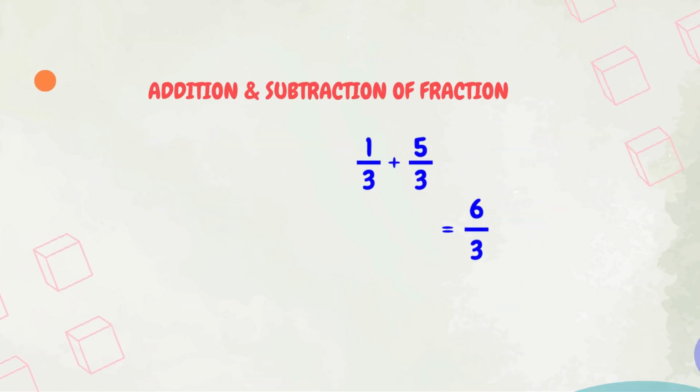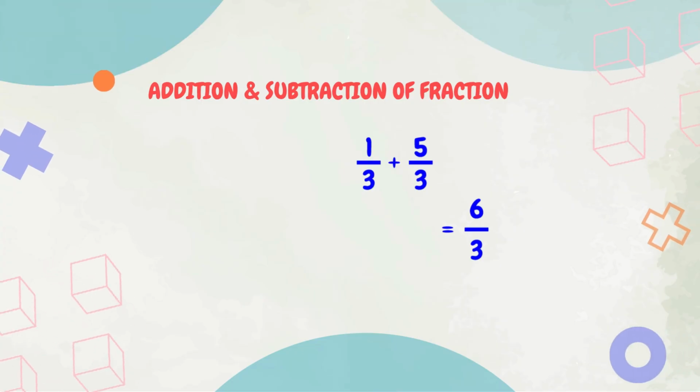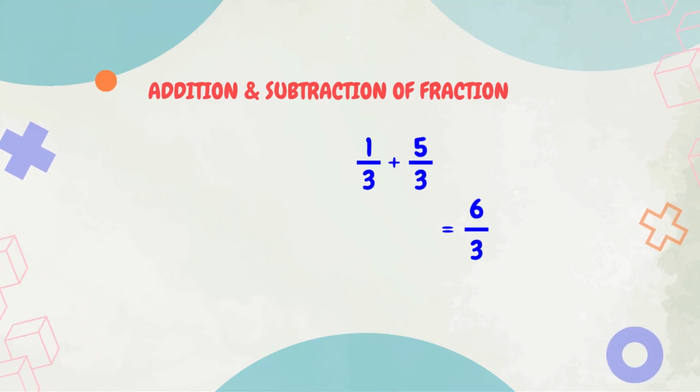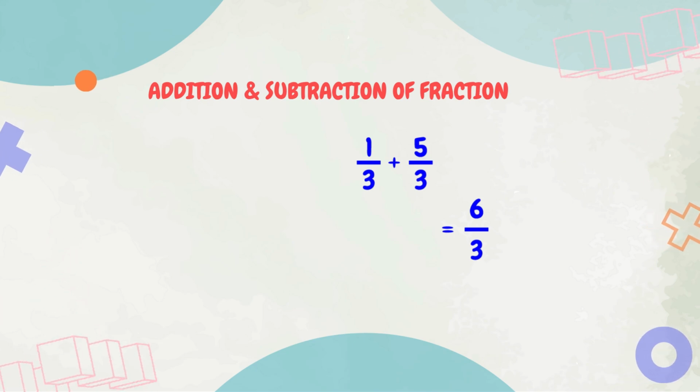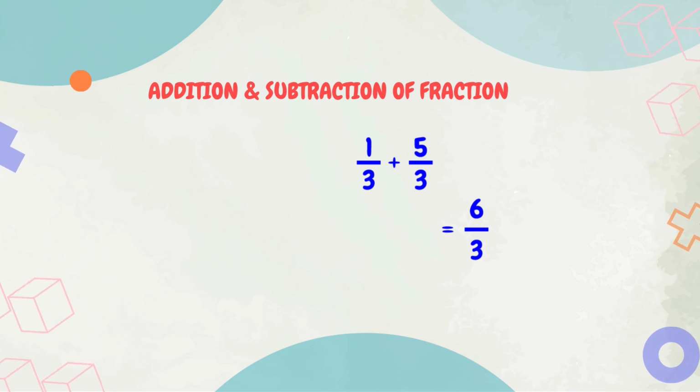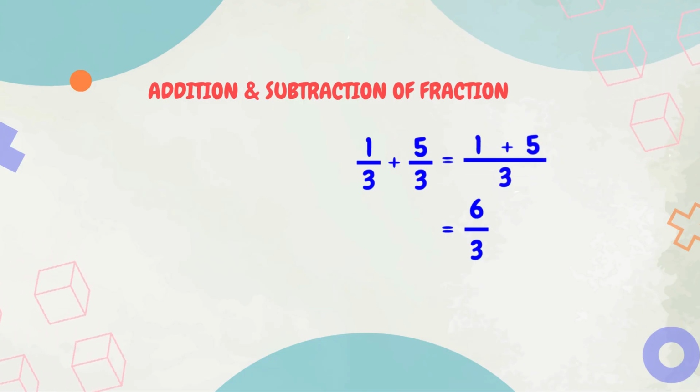Example 3. Solve 1 over 3 plus 5 over 3. If the denominators are the same, we add the numerators and keep the denominator the same. This becomes 1 plus 5 over 3, which gives 6 over 3, which gives 2.